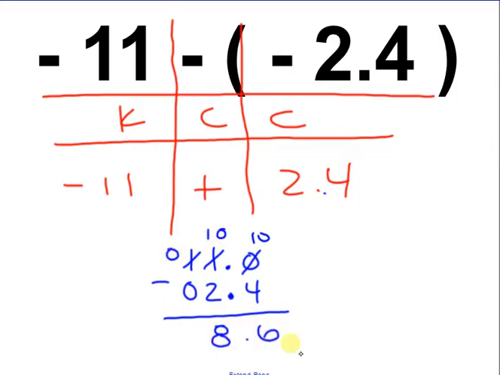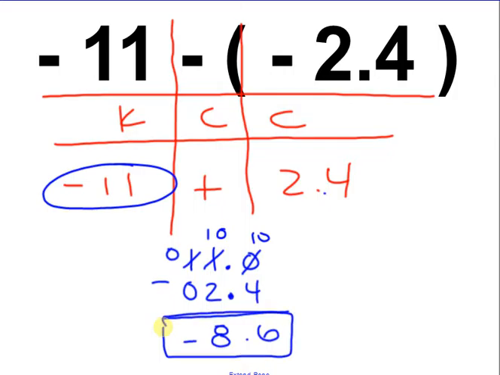Okay, so we ended up with 8.6, but now what's my sign? Go back to your problem here. Which is bigger, 11 or 2.4? 11 is, it's negative, and so your answer is negative 8.6.